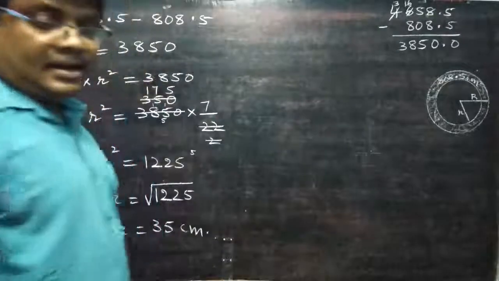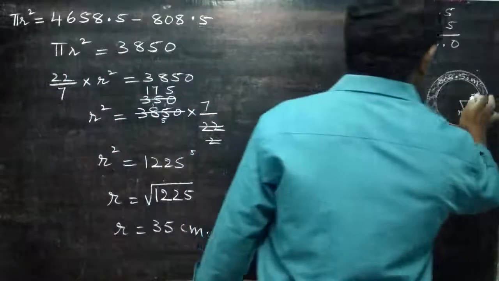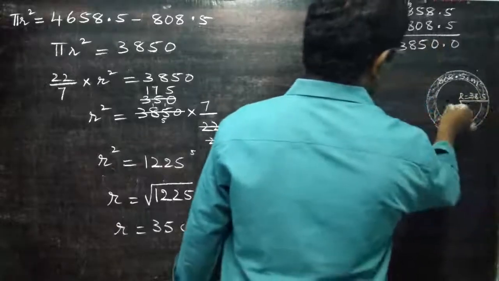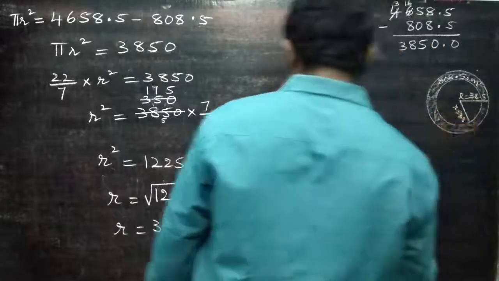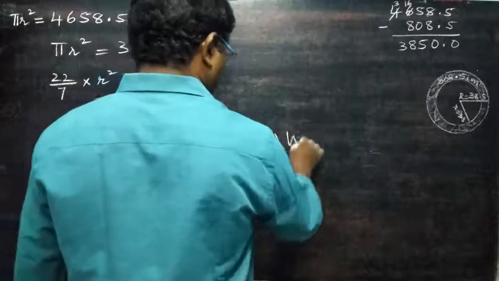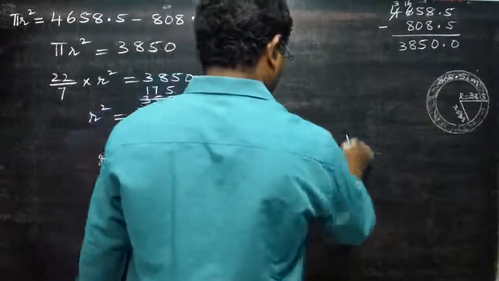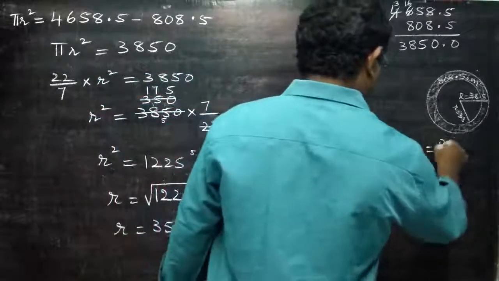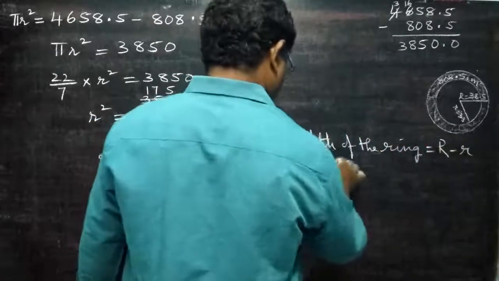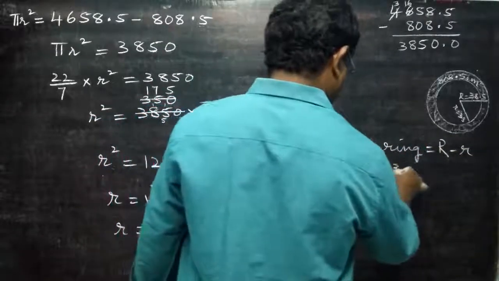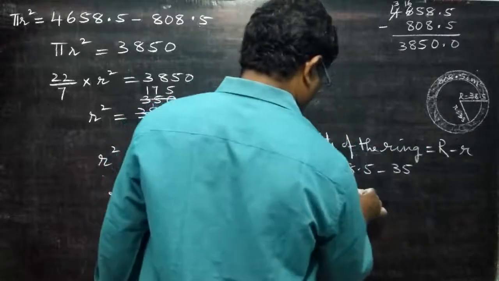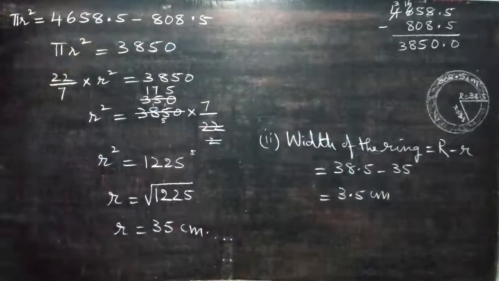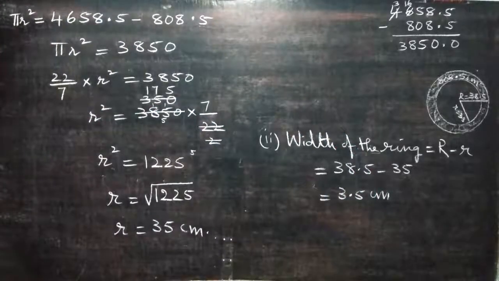Now we got capital R and small r in our hands. Capital R we got as 38.5 centimeters and small r we got as 35. Now second bit they asked me to find width of the ring. Width of the ring is equal to capital R minus small r. 38.5 minus 35, that is equal to 3.5 centimeters. Therefore the width of the ring is equal to 3.5 centimeters.